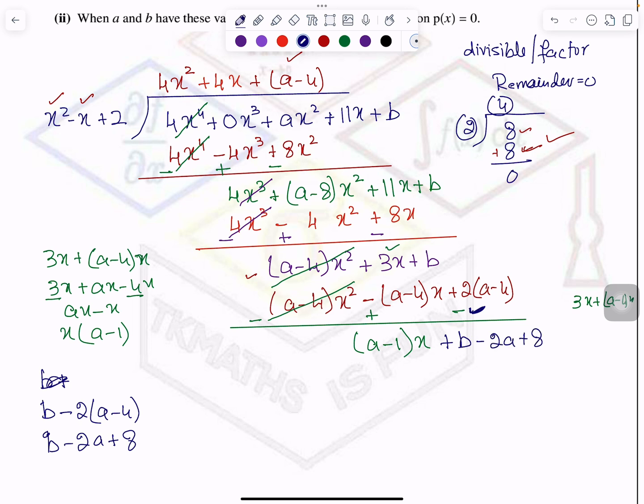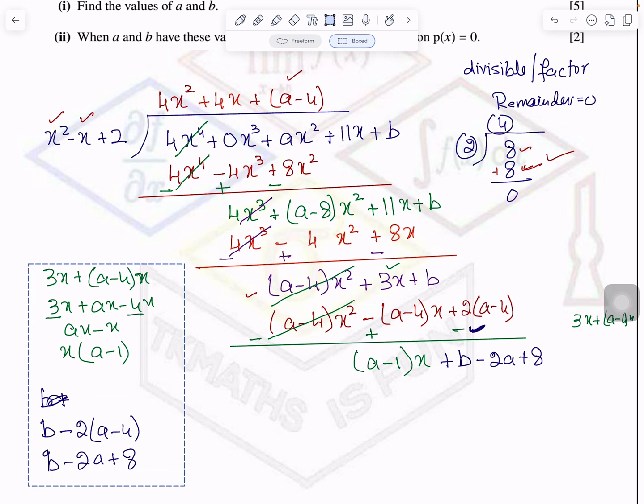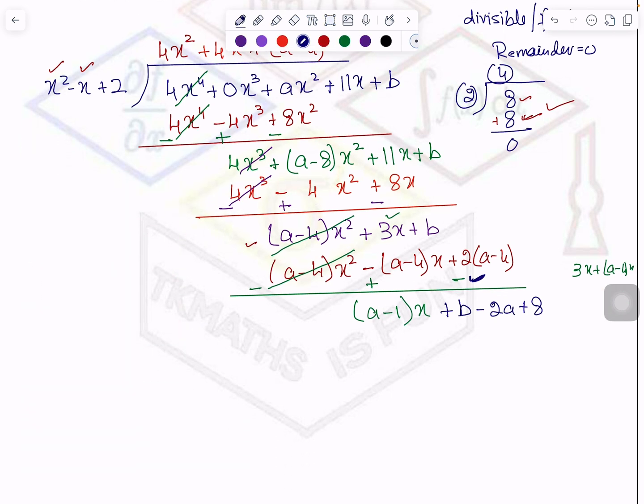Now we cannot divide it further, but what we know is that the remainder should be equal to what? 0, because these are the factors. That is what I told you in the beginning. So what I will do now, I will take the term of x, which is this one. I will say this coefficient should be 0. Agreed? So it will be a equals 1, and this part should also be equal to 0, which is a constant. b minus 2a plus 8 equals 0.